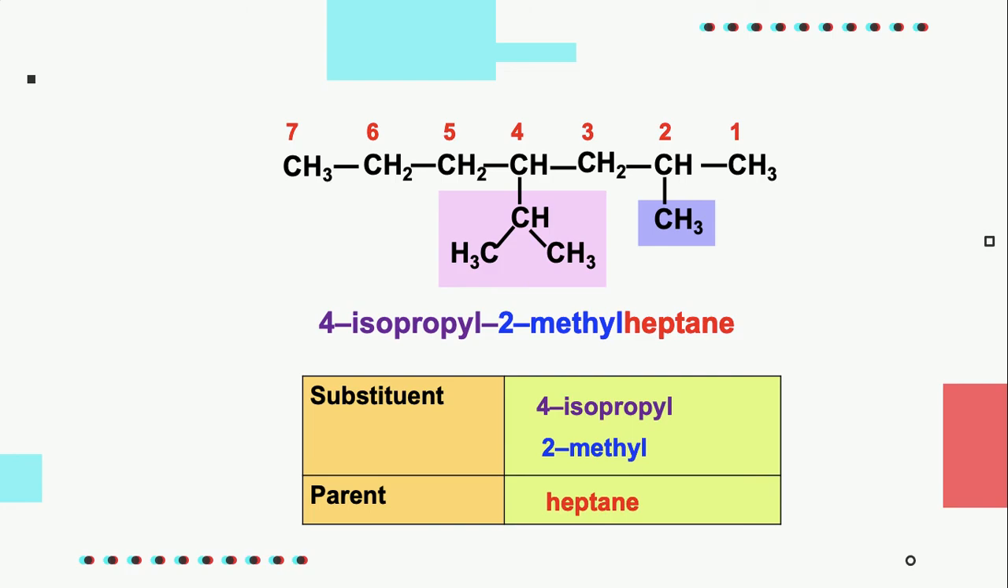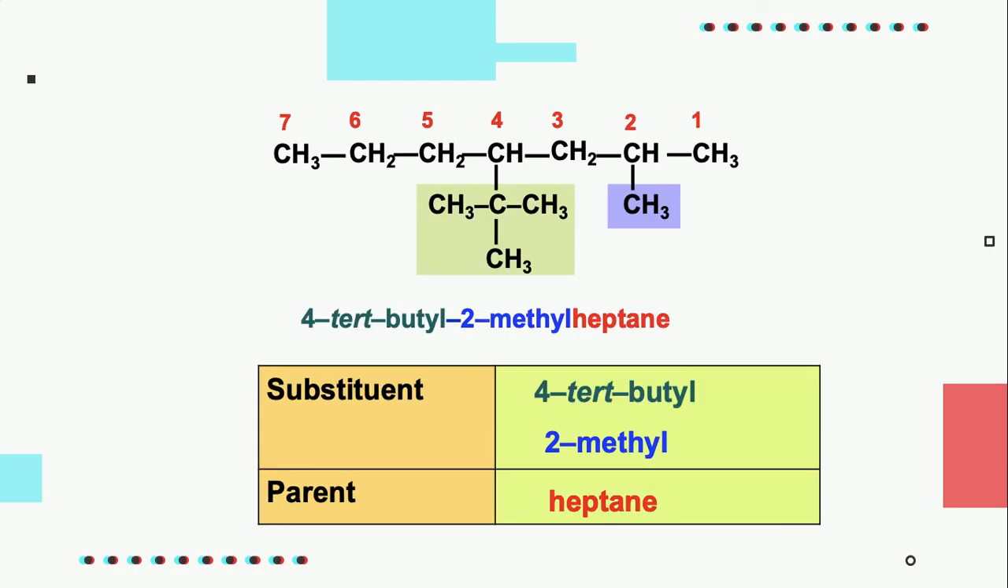For isopropyl 2-methylheptane, I before M. For tert-butyl 2-methylheptane, ignore T, so B before M. Notice that you have to put a hyphen between tert and butyl even though there are words.